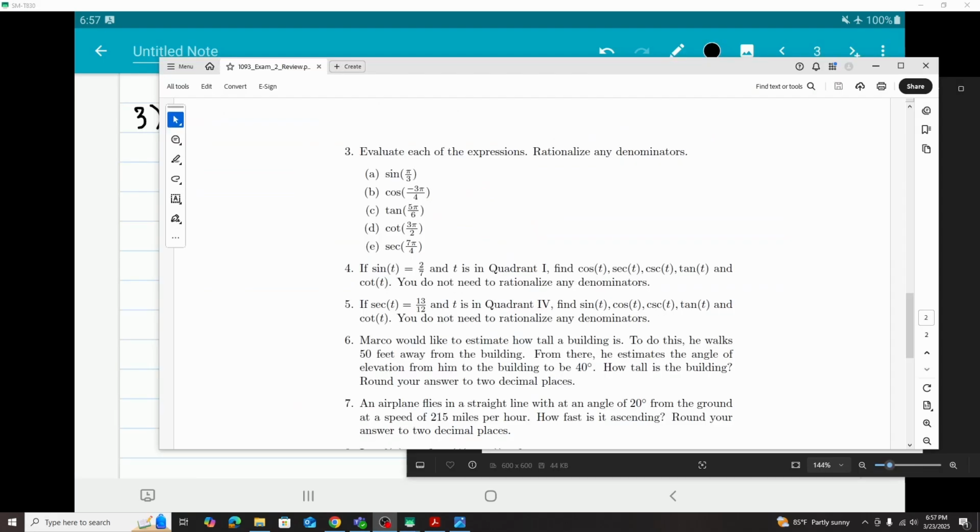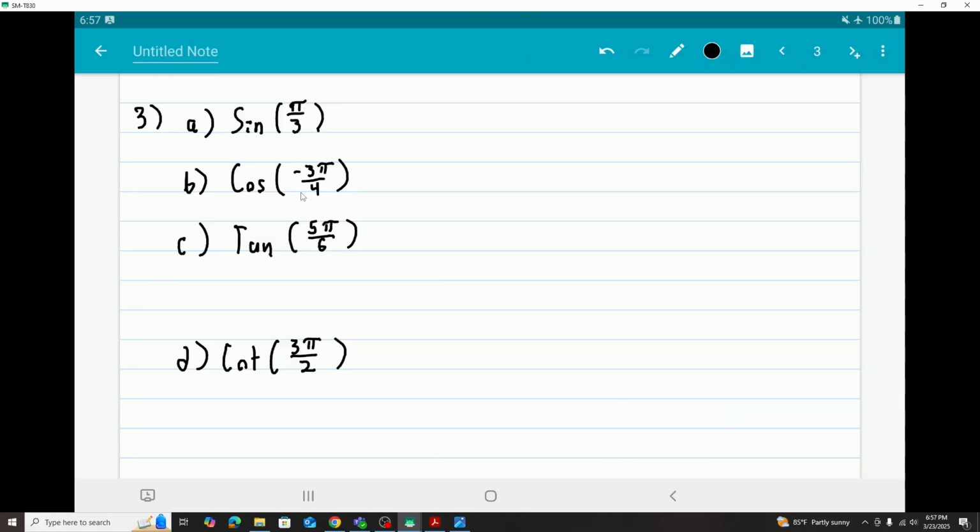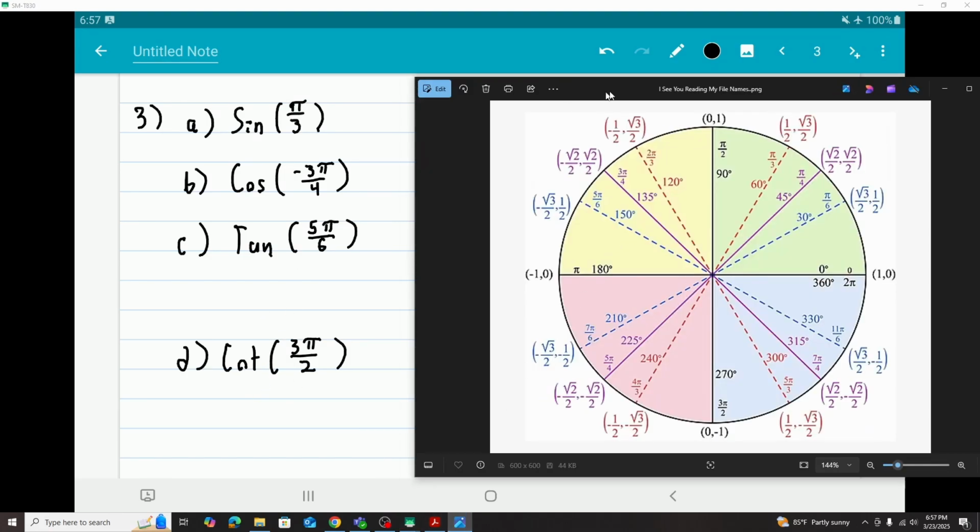Here's a plain and simple one: just evaluate all of these trigonometric functions. And while we're here, let's go ahead and rationalize any denominators, just so we're making sure we're not out of practice on that. So I've written them down here. Sine, cosine, tangent, these match the document. And so I've brought with me a unit circle.